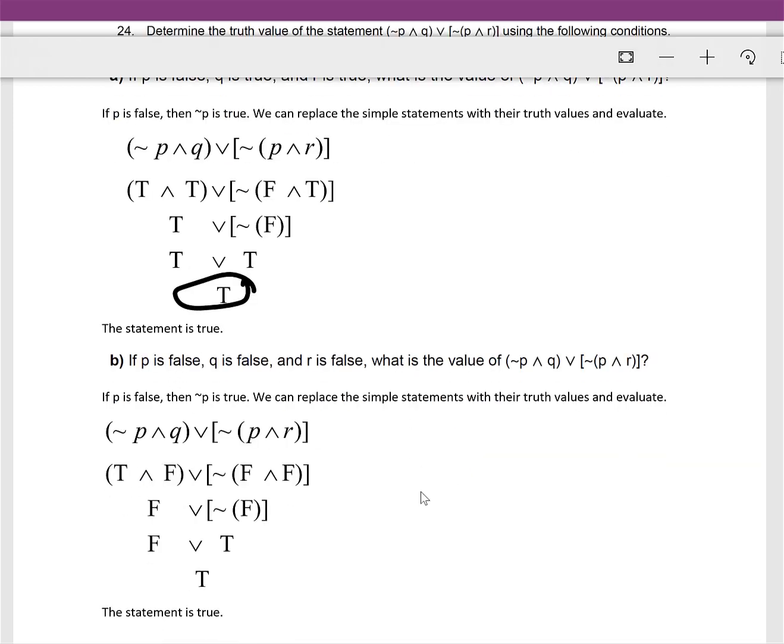And then in the second situation, they've changed the truth values. Now P is false, so therefore not P is going to be true. And we don't need to check on the other one. So we're going to replace not P with a true, Q with a false, P with a false, and R with a false. On the left side, I've got true and false, so I get false. On the right side, I've got false and false, which gives me a false. Negate the false to get a true. False or true gives me true, so the compound statement is true.